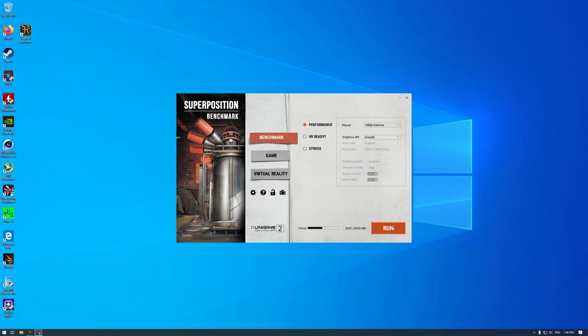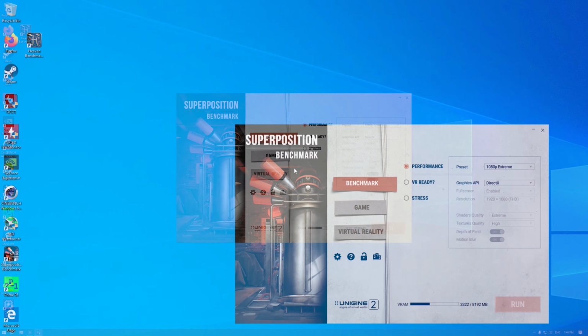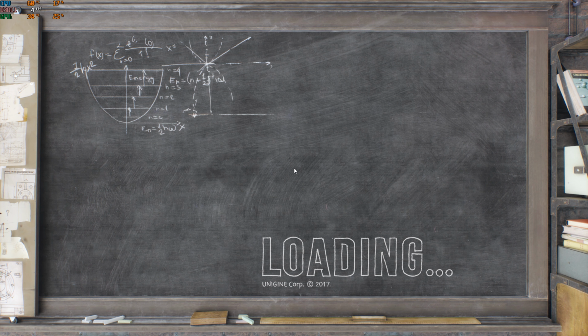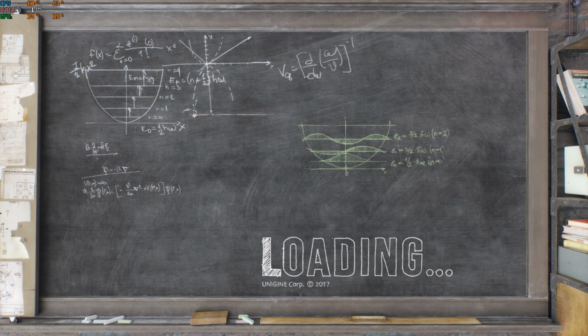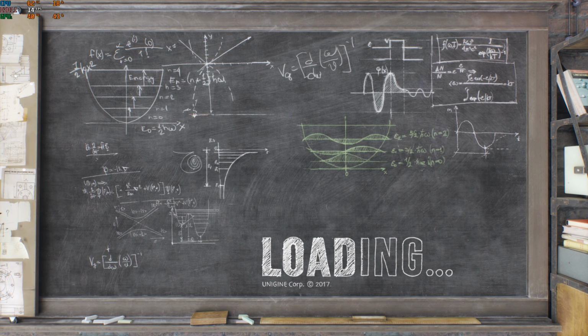And here we have the Superposition Benchmark. Going to go for performance, and we'll run it in 1080p Extreme. Let's run that a few times, shall we? Again, run it about 10 times, get an average so we know what a base score should be.